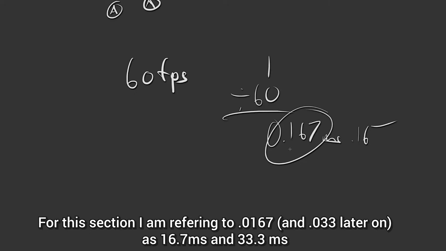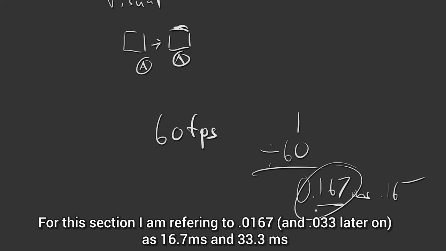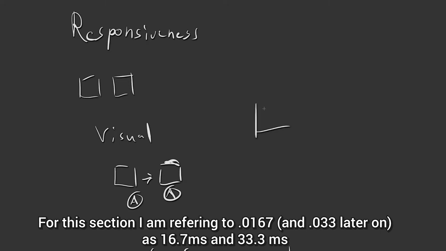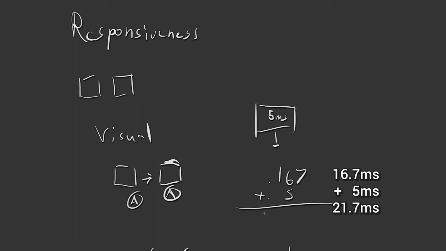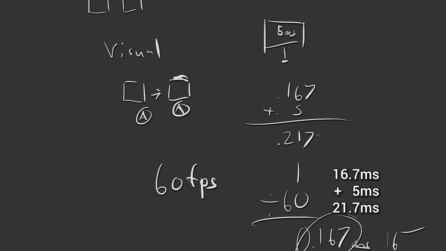Your responsiveness won't be seen until this, but that's not all, because your monitor also has a response time. If we go into this, we have our monitor here, and let's say you have a decent monitor at 5 ms delay, right? So we're going to have 0.167 plus 5. Now we're looking at 21.7. This is your standard kind of phone delay. And so there's 0.21 seconds between every single frame, or 0.22 if I want to summarize or estimate it. Round it. There we go.